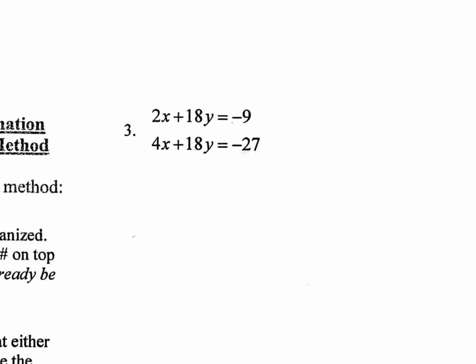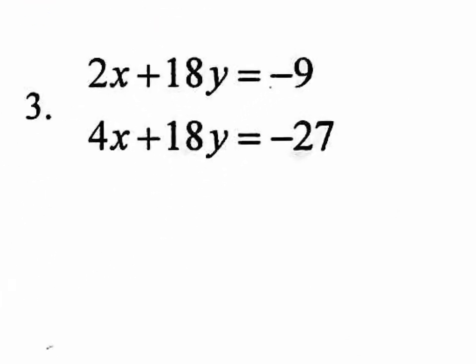So look at number 3. Number 3, we already said it's not ready to combine the lines. It's not ready. Why not? Because 2 plus 4 is 6, and 18 and 18 is 36y. So you have 6x plus 36y. The x or the y did not cancel. Once again, the whole purpose of combining the lines is to get a variable to cancel.